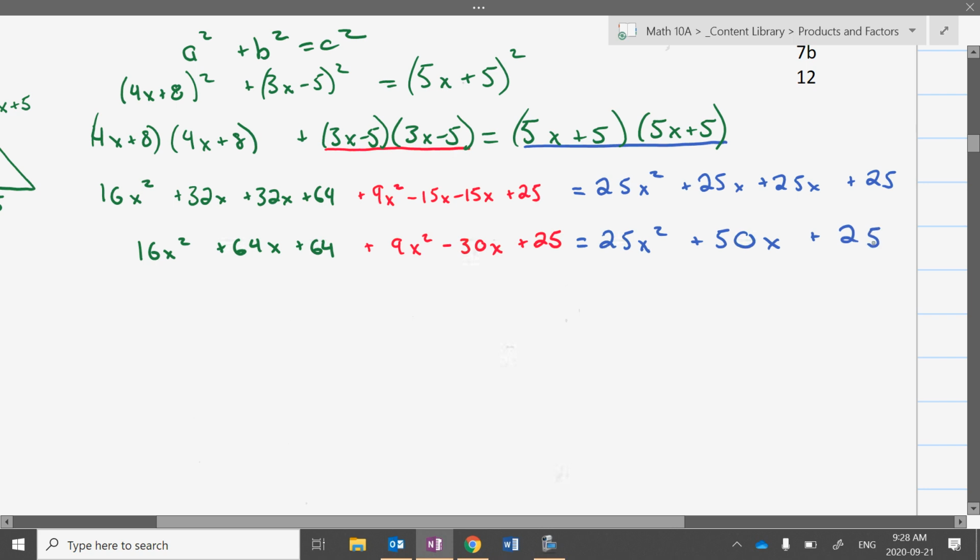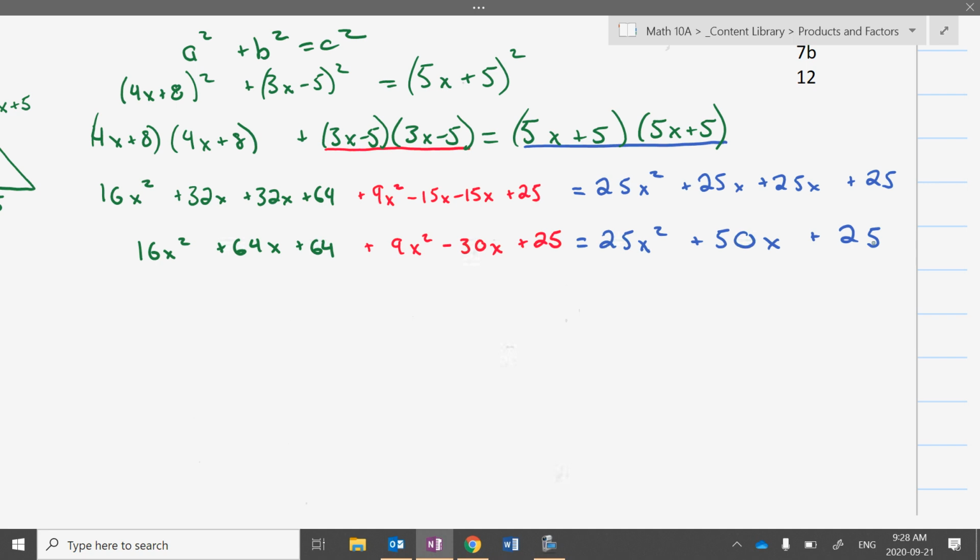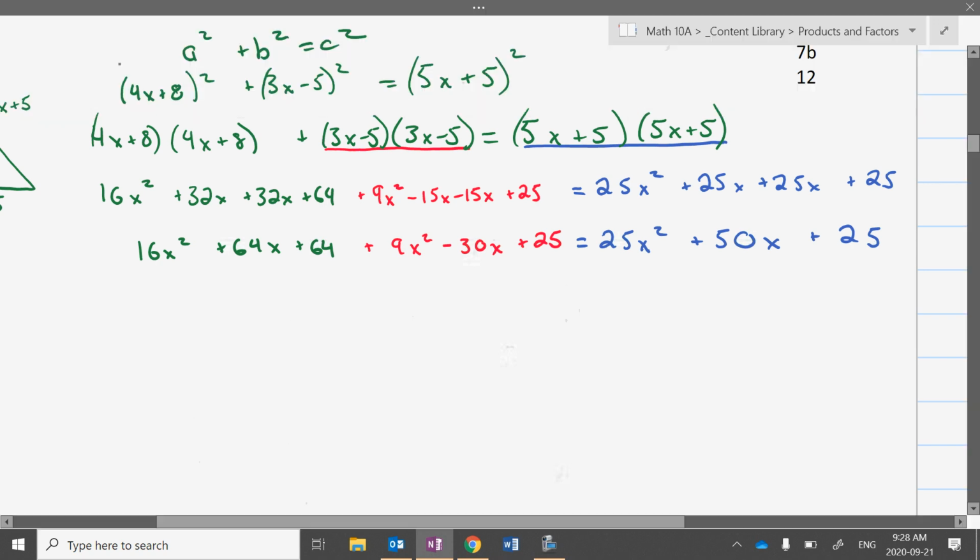Okay, cool. Next step is what we've always been doing. We're going to combine like terms from here. So let's clean everything up. I have 16x squared and 9x squared, so I get 25x squared. 64 minus 30 gives me a positive 34x, plus 89, equal to, just rewriting this.